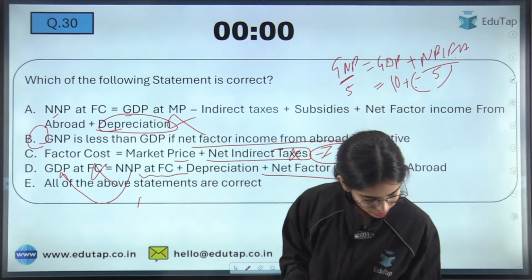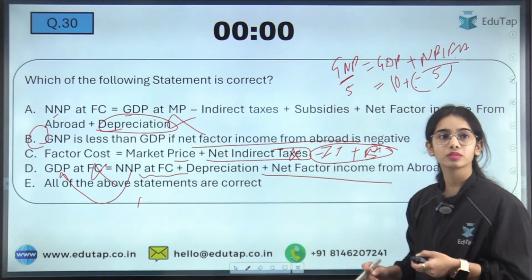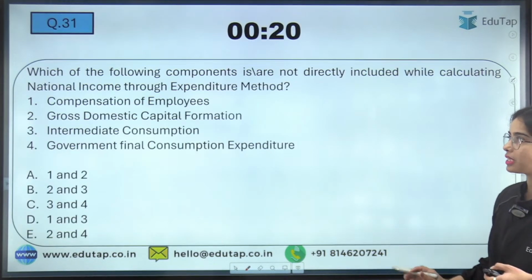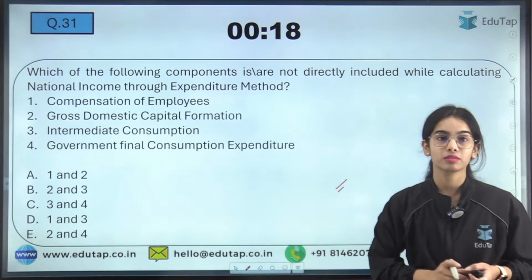Molly, what is the question? In what scenario? All the other statements are incorrect, only the B statement is correct. Okay, only the B is the answer. Now try to answer this question.